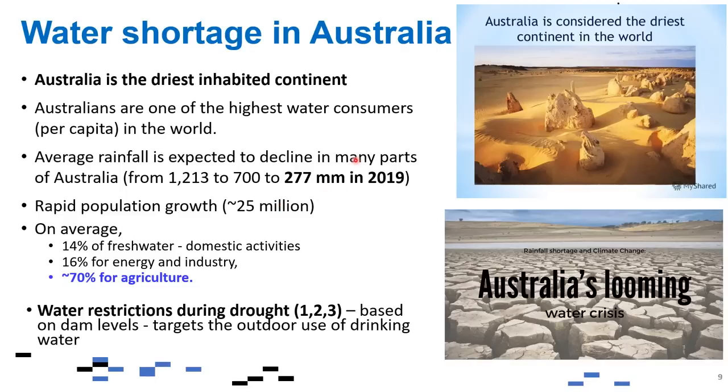Another factor for the consumption that we have in Australia is the increasing population. Right now, we are around 25 million people, and it's still increasing. And out of our water consumption, the distribution would be 70% of what we are consuming actually goes to agriculture. And 14% of the water is for freshwater use. These are for domestic activities like in our houses. And 16% of that is for energy and industry, for manufacturing processes.